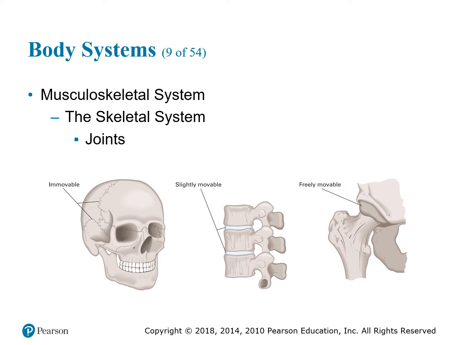Now we have slightly movable joints. This is showing you guys areas of the vertebral column. Another area where we have slightly movable joints are going to be the bones that make up the wrist, where they're kind of gliding together, those gliding joints. Okay, and then we have freely movable joints. This is showing you guys an example of a ball and socket joint from the head of the femur where it fits into the pelvis.